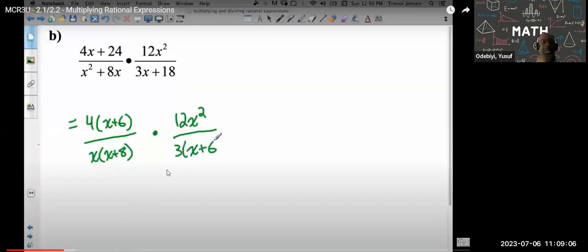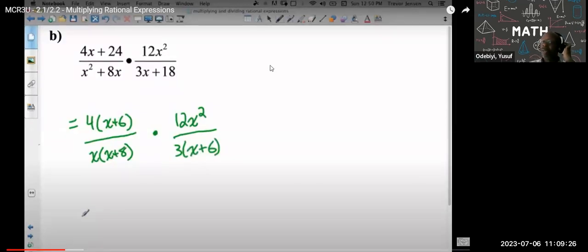I get x plus 6. Now this is where the cross canceling comes in. Back to this one here, I can't do anything about the 12x squared, but I can do something about the 3 at the bottom, 3x plus 18. 3 can go into both the 18 and the 3, so I can factor out the 3 and I'm just left with x plus 6.